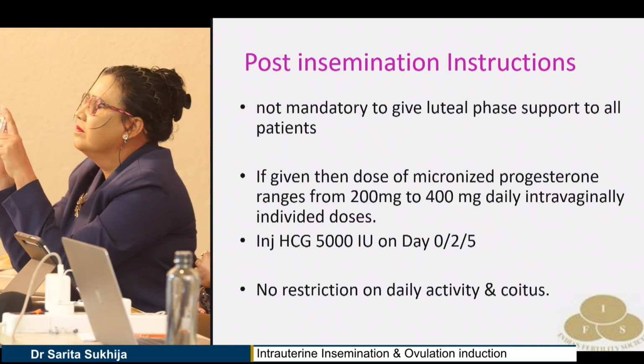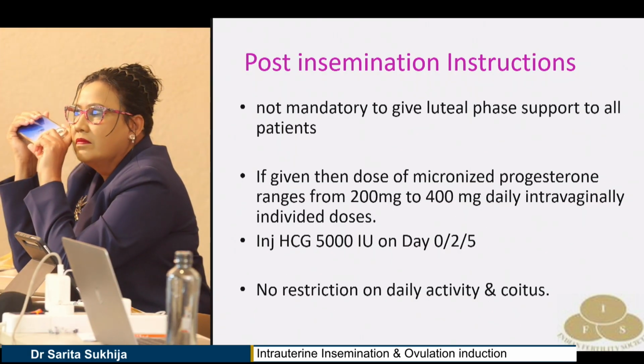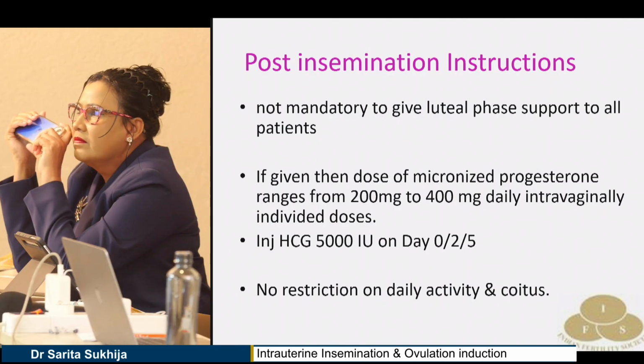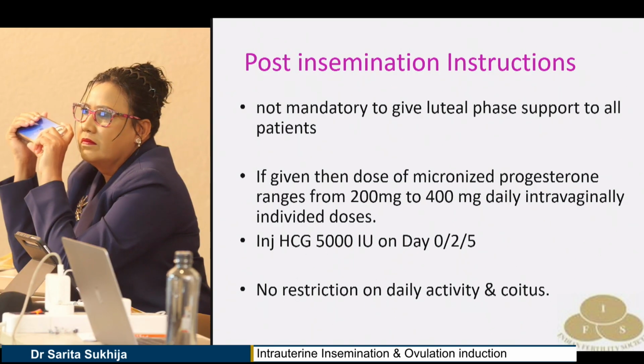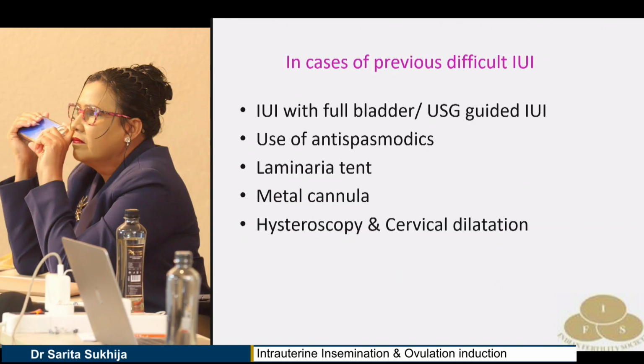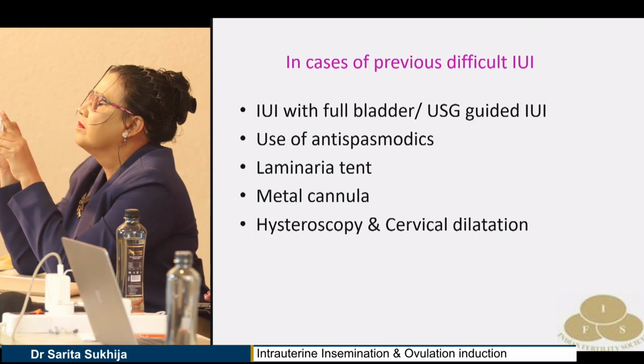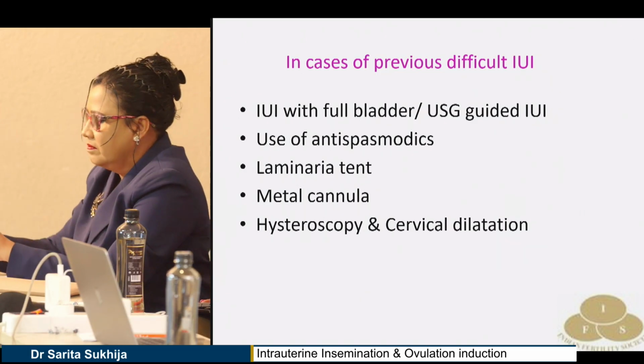Post insemination, we usually put the patient on progesterone support and also HCG 5000 IU on day 0, day 2 and day 5. Whenever you are giving HCG, it should be repeated at 3 days because the half-life of HCG is only 72 hours. If there is a difficult catheter insertion, do it with a full bladder so that the uterus is in a straight line. You can use antispasmodics. We also have a metal cannula, which we use in difficult cases.